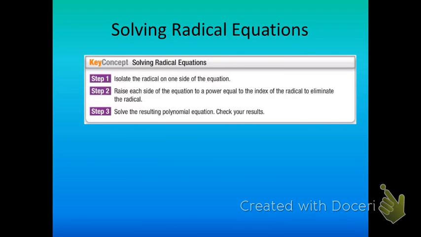Step 1 is going to be isolate the radical on one side. As long as you get one radical isolated, you're good, especially in cases where there could be multiple radicals. So as long as you isolate one of the radicals, you're good.